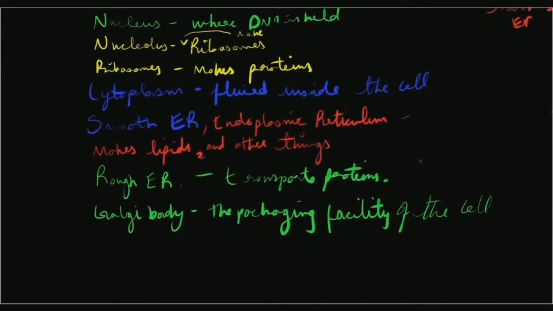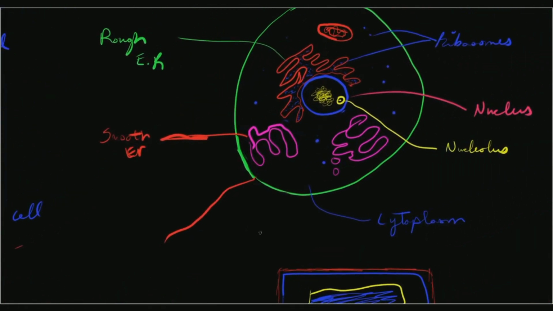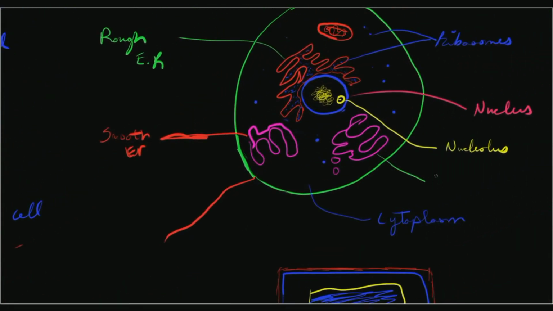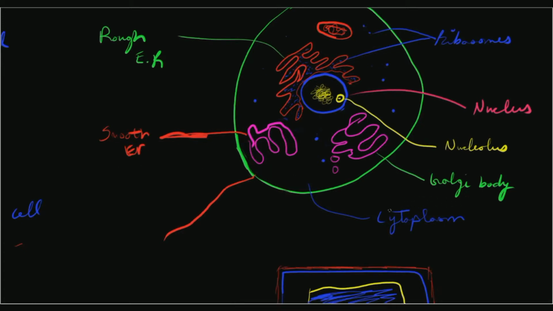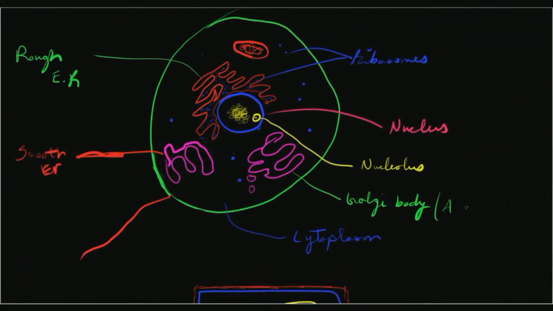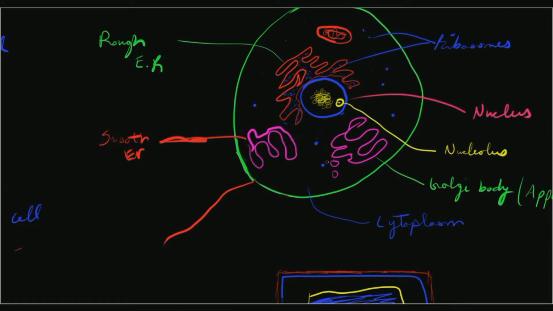So yeah, it's a packaging facility of the cell, basically. And so the Golgi Body would be this. And so you might be like, hey, Adi, how do we tell the difference between the Golgi Body and the Golgi apparatus? How do we tell the difference between the two? And you can't unless you have these little vesicles coming off. So these would be vesicles or vacuoles.